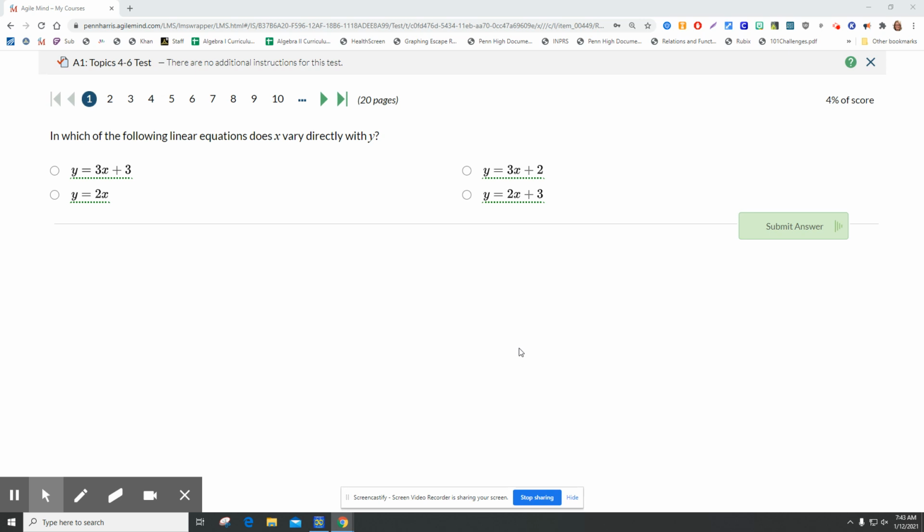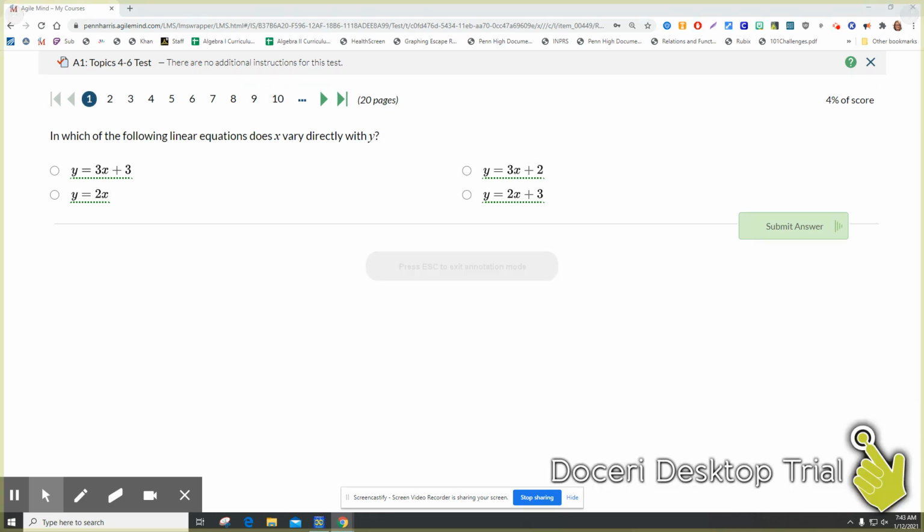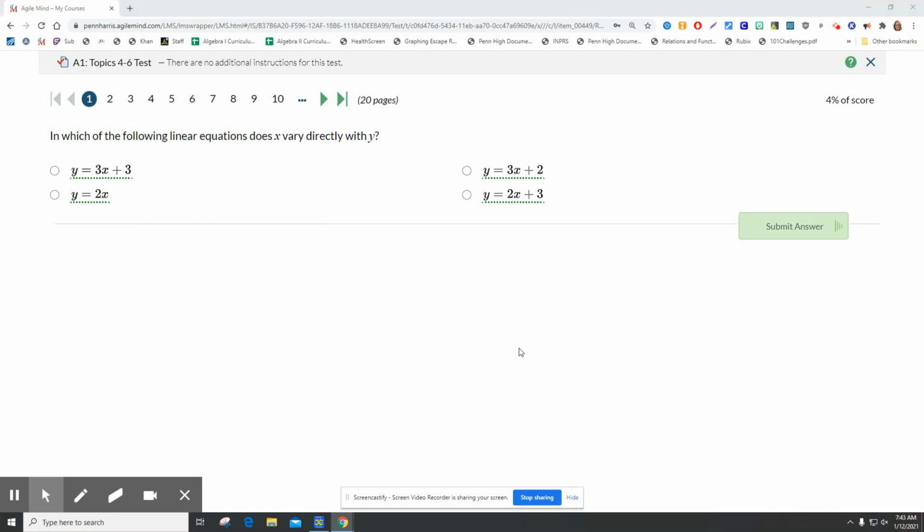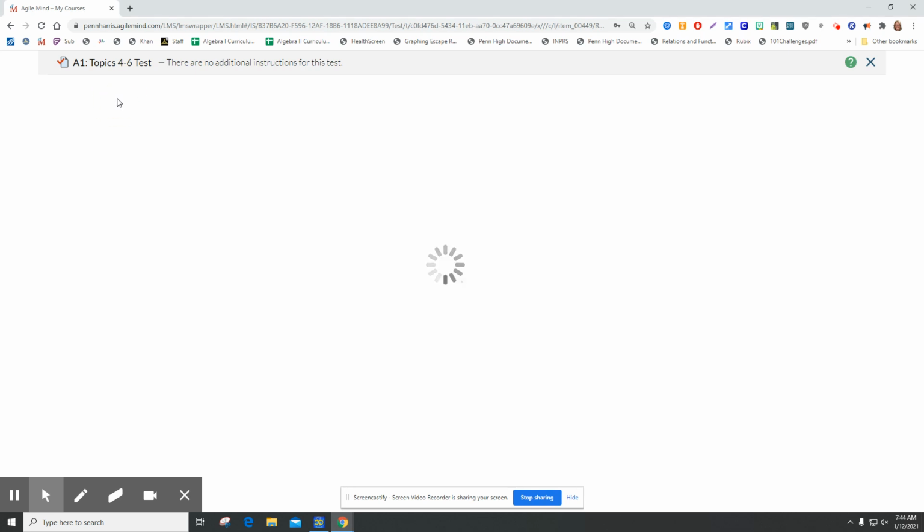On problem 1, they asked you which equation shows that x varies directly with y? What that means in the easiest terms is which equation shows a constant line, so a linear function, which all of these are linear, but they want it to go through the origin, okay? So they want something that looks like this as opposed to something that looks like this. Essentially, there's no y-intercept, and the only equation that has no y-intercept would be this one right here. The y-intercept is 0.